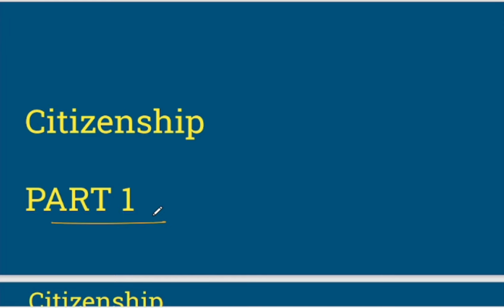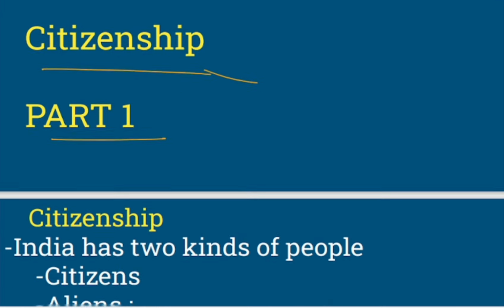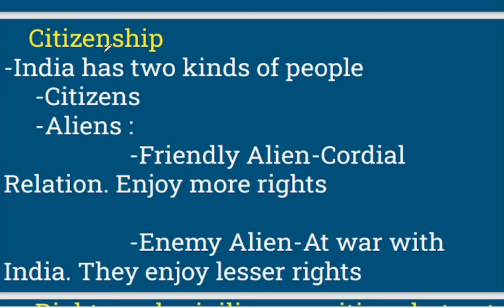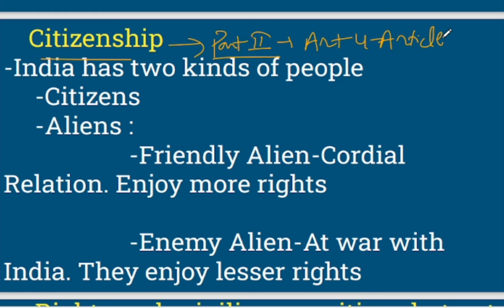This is part 1 of the chapter Citizenship. Let's begin. Citizenship comes in part 2 of the Indian Constitution. We all know that, right? It comes in part 2 of the Indian Constitution, and the articles are there from article 4 to article 8, right? We all know this as well.